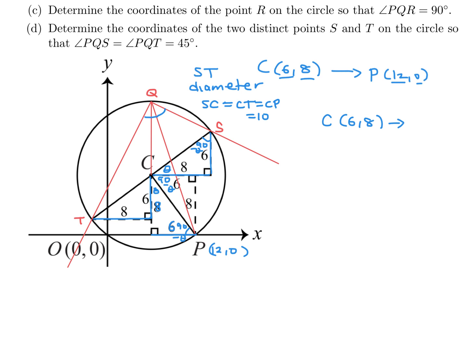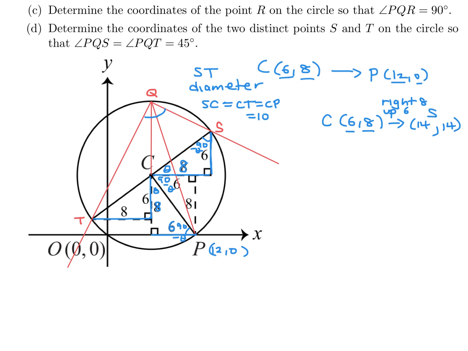We'd have to go right 8, because I'm looking at this guy now. So I've got to go right 8. So I've got to add 8 to that guy. So I've got to go right 8. So that's going to be 14. And then I've got to go up 6. So up 6. And that would mean I'd add 6 to that 8, and that would be 14. So that's the coordinates of S.